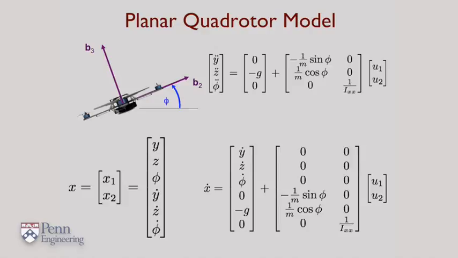The first three elements of this derivative consist of velocities. The bottom three elements consist of accelerations. This is just a compact way of writing the equations of motion. On the right-hand side, you will see two inputs, u1 and u2. This vector is the input that can drive our dynamical system. By specifying appropriate u1 and u2, we can change the state of the quadrotor and get it to go where we want it to go.